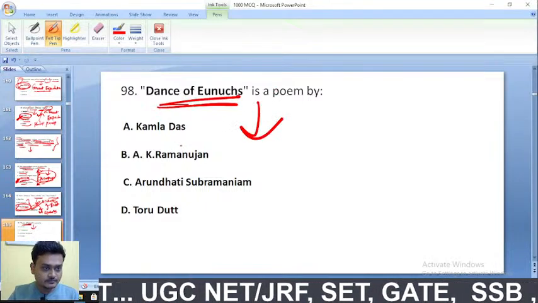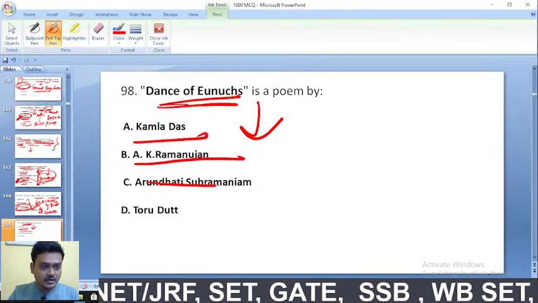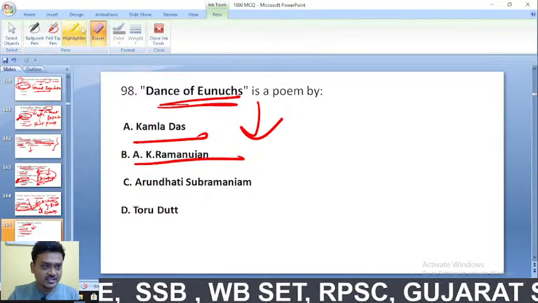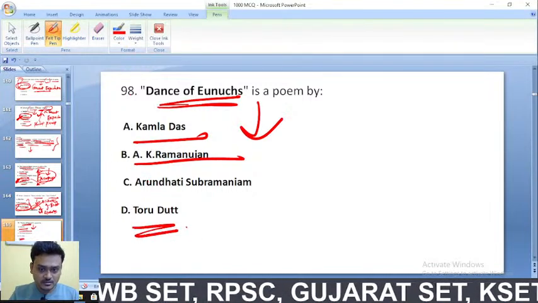Dance of the Eunuchs is a poem by Kamala Das, A.K. Ramanujan, Arundhathi Subramaniam, and here Toru Dutt. Dance of the Eunuchs. Easy one, quickly do answer.